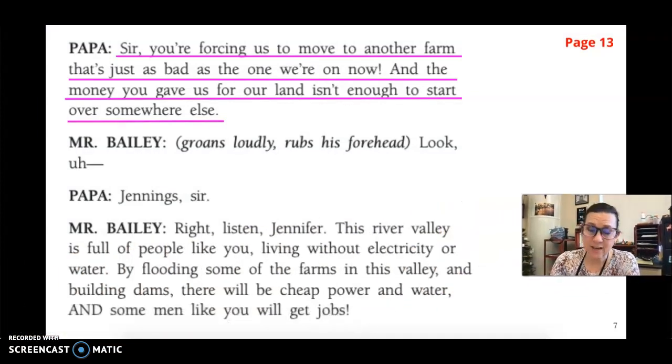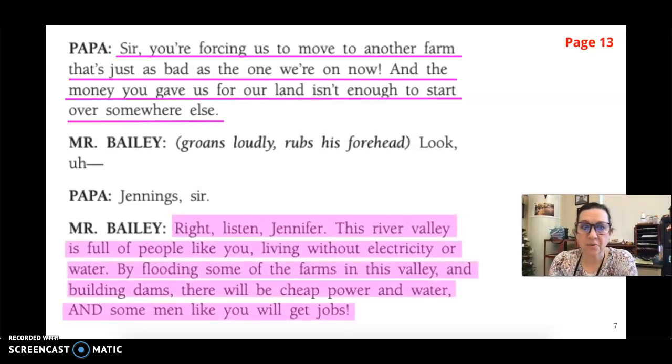All right, welcome back. Okay, so I have underlined what Papa's saying on page 13. You're forcing us to move to another farm that's just as bad as the one we're on now. And the money you gave us for our land isn't enough to start over somewhere else. Now, I've highlighted Mr. Bailey's point of view. Right, listen, Jennifer. This river valley is full of people like you living without electricity or water. By flooding some of the farms in this valley and building dams, there will be cheap power and water, and some men like you will get jobs. So think about his point of view here.